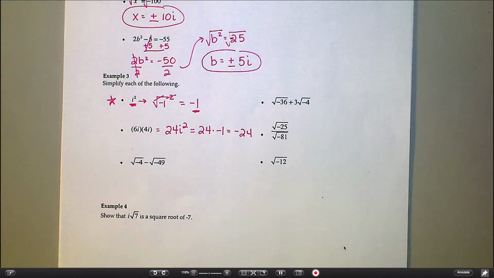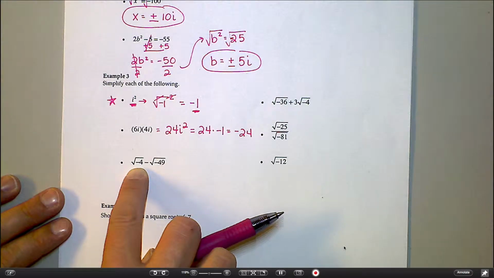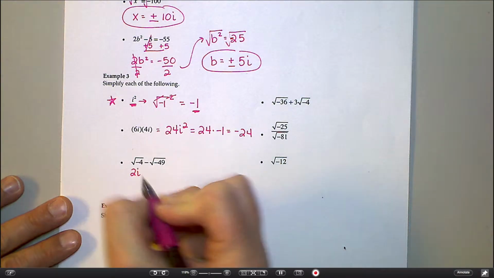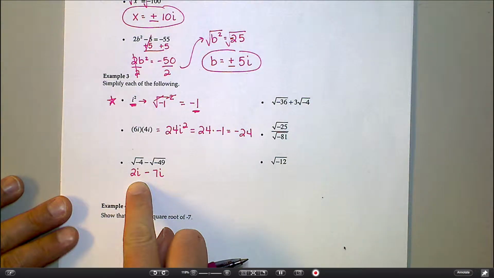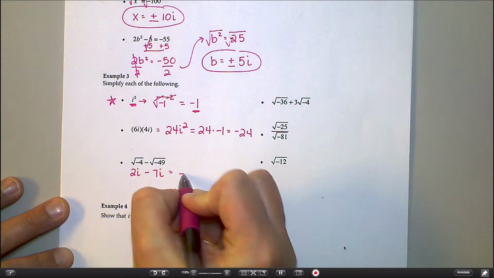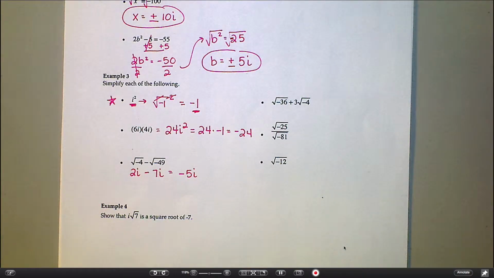But okay, that next one. What's the square root of negative 4? 2i. What's the square root of negative 49? 7i. Now from here, I can treat those just like variables. What would that give me? Good, negative 5i. So act just like they're x's. Like 2x minus 7x would be negative 5x.